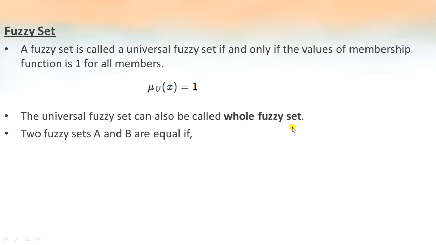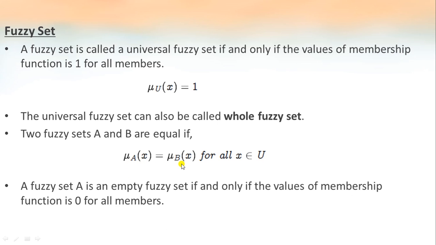We can say that two fuzzy sets A and B are equal if for all x belonging to the universal set, mu A of x equals mu B of x. And a fuzzy set A is an empty fuzzy set if and only if the value of the membership function is 0 for all the members. That is, mu phi of x equal to 0.